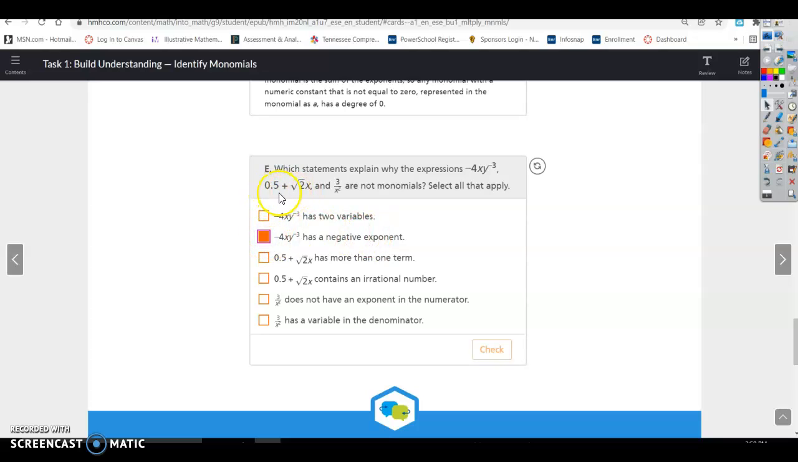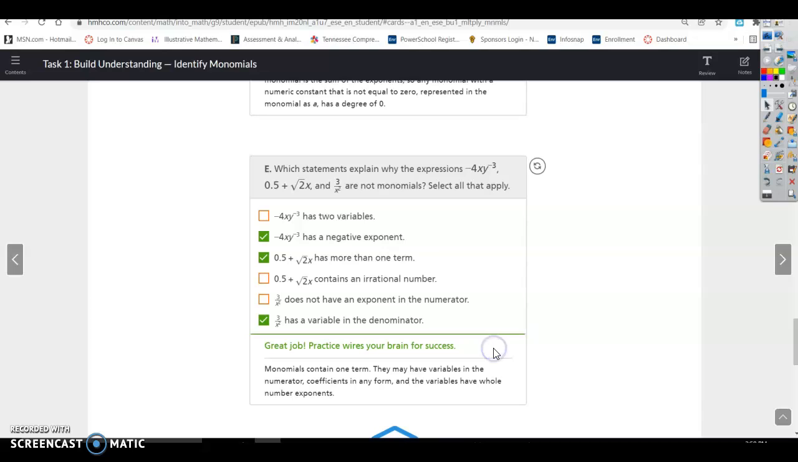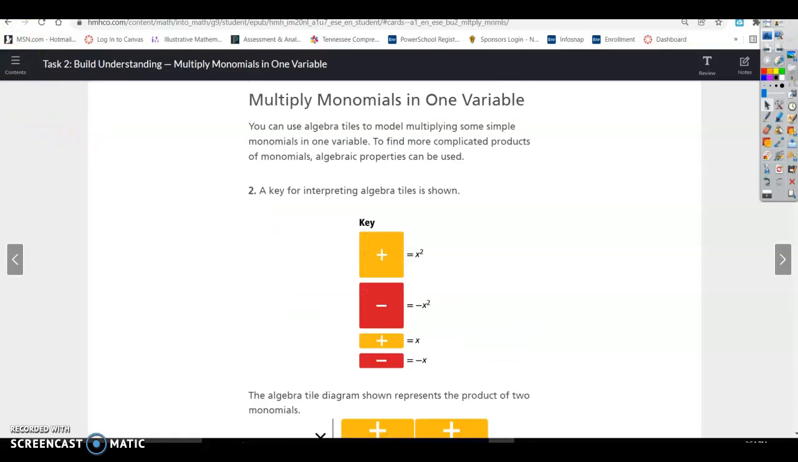This one is 0.5 plus this term, so that's 2 terms. A monomial is 1 term, so this one has 2 terms. And then this one has a variable in the denominator. If you go back up top and look at the definition, you will see all of those reasons as well. All right, that's all for Task 1. If you have any questions, let me know.